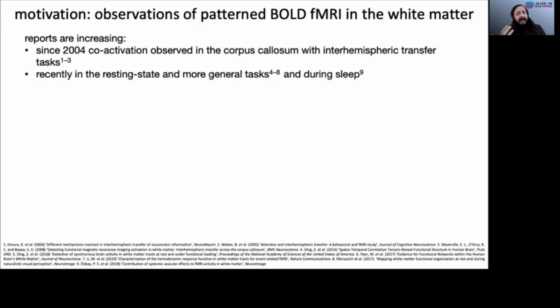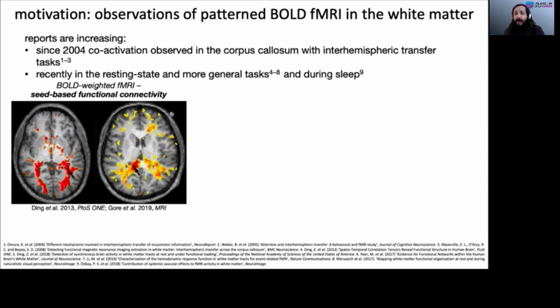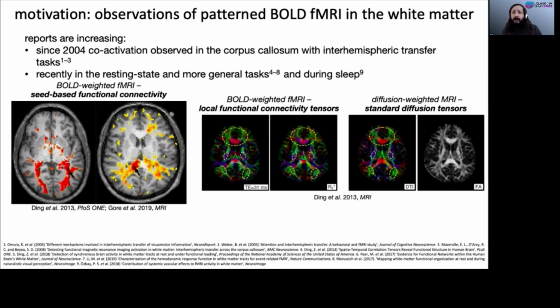So we wanted to investigate whether a similar orientation effect could be observed in BOLD fMRI in the white matter. Now, this is motivated by reports of patterned BOLD fMRI in the white matter that appear to follow the tract geometry. And here are a few examples. So it's unclear what the basis of these remarkable findings is, and perhaps, like the gray matter, the vasculature in the white matter is matched to the surrounding anatomy.